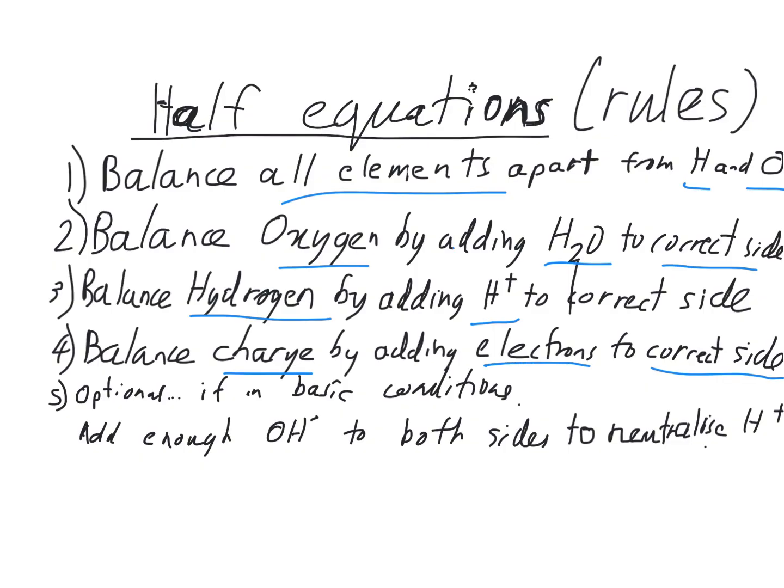Now sometimes you may have to convert the conditions to basic conditions, and in such a case what you may have to do is add OH-, and in this case you add OH- to both sides. The number of OH- you add is however many H+ you've added in step 3. So the OH- combine with the H+ and neutralize them to form water, and then you'll have OH- left behind on the opposite side. This is a bit beyond the scope of what we need to do in this course, but it might be something you want to practice for future courses in chemistry.